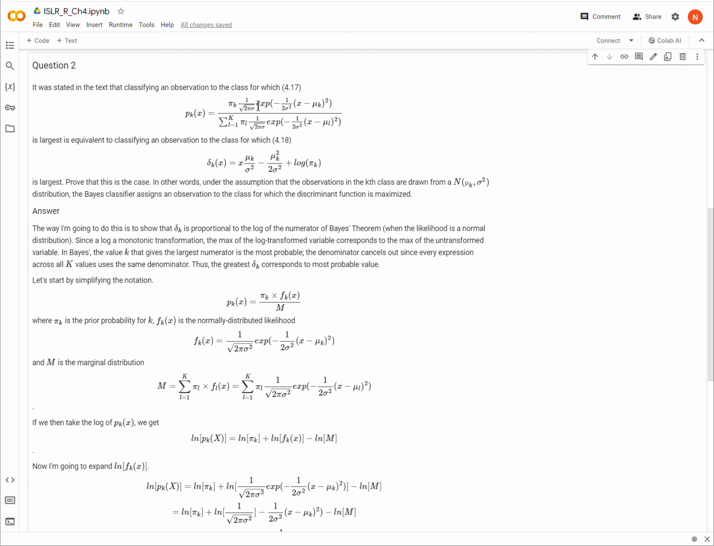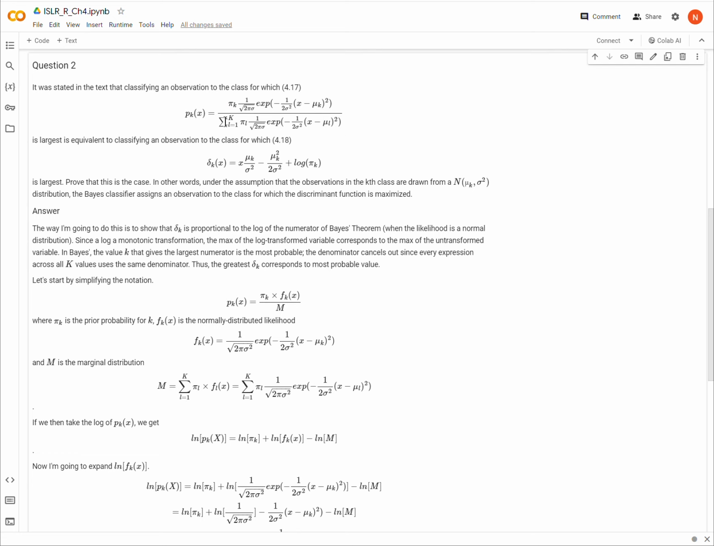So we want to prove that classifying by the delta function is the same as classifying by Bayes' theorem when the likelihood is assumed to be a normal distribution. Delta is some kind of log transformation of P up here. The way that I'm going to do this is to show that delta K is proportional to the numerator. I said likelihood in the text here, but it's the numerator. In fact, I'm going to pause this and fix that once I finish this thought. Delta K is proportional to the numerator of the Bayes classifier.